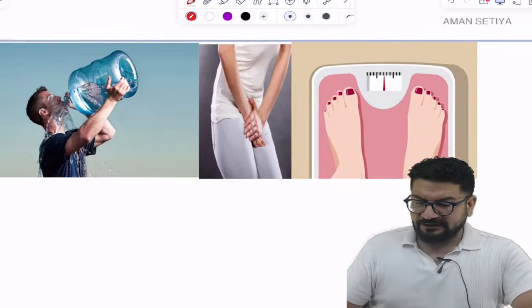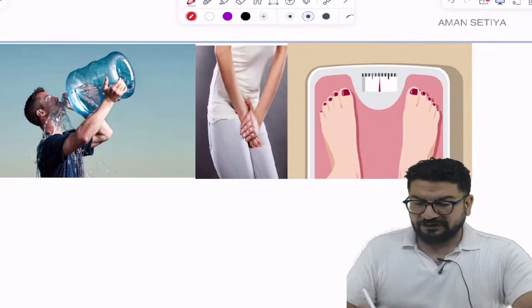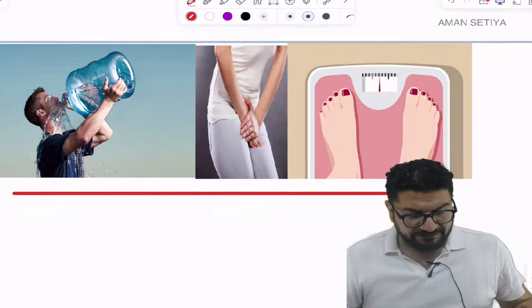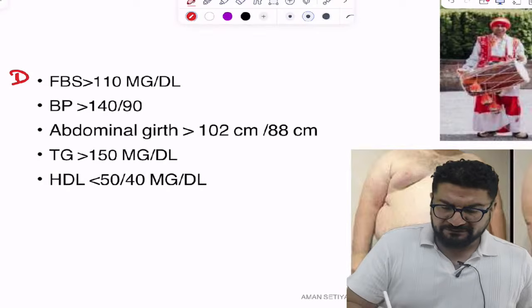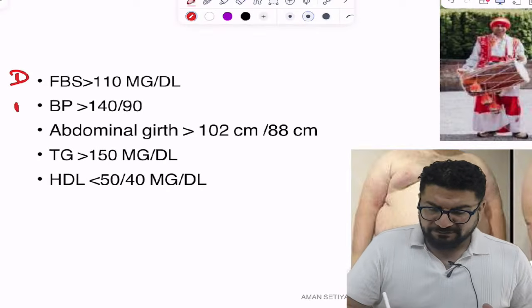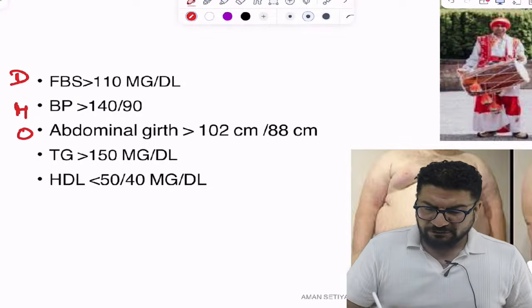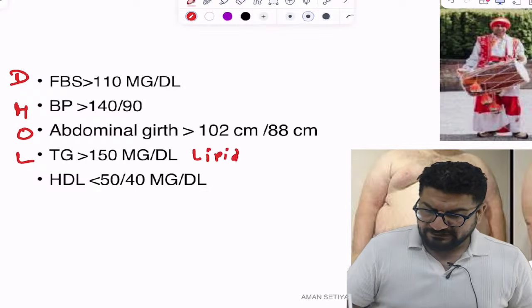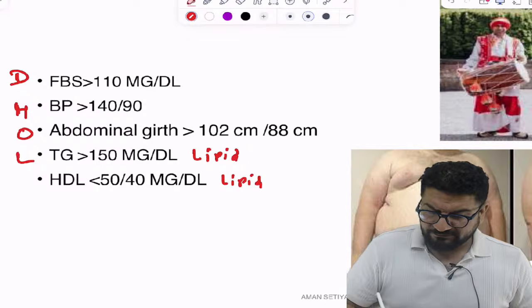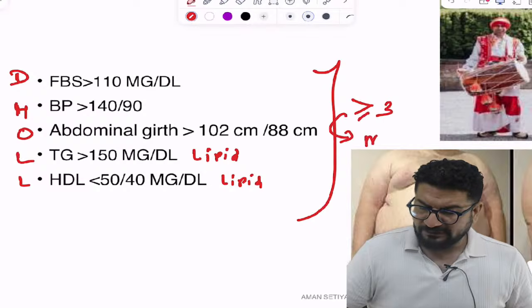You can notice now polydipsia, polyuria, weight loss. These are 3 classical symptoms that we see in diabetes. Okay, now look at this. Fasting blood sugar high means diabetes. BP high means hypertension. Fasting more than 110 could be diabetes, pre-diabetes. Then you can see obesity, you can see lipids. First lipid means triglyceride, second lipid will be HDL. So diabetes, hypertension, obesity, lipids. When you see 3 or more than 3 of these, it is called metabolic syndrome.